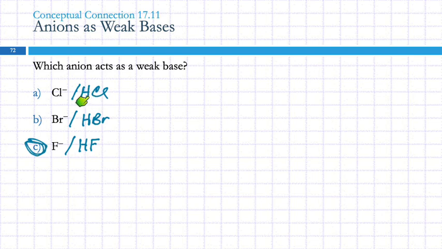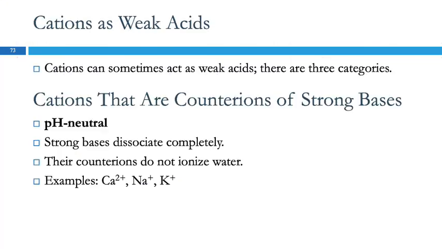So this is a strong acid. We can think of it as overpowering that guy and not letting him do anything. HBr, strong acid. It's on the list of 6. Overpowers Br minus, doesn't let him do anything. HF is a weak acid, and so it cannot fully control the F minus, and the F minus gets to act as a base. So those are the anions.